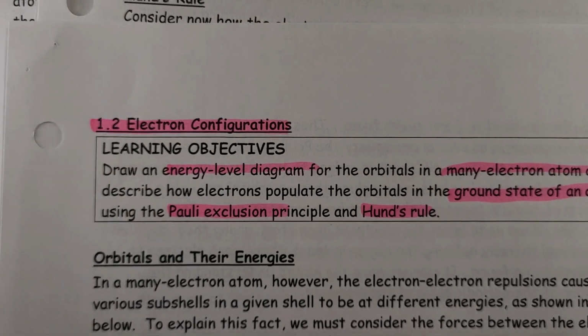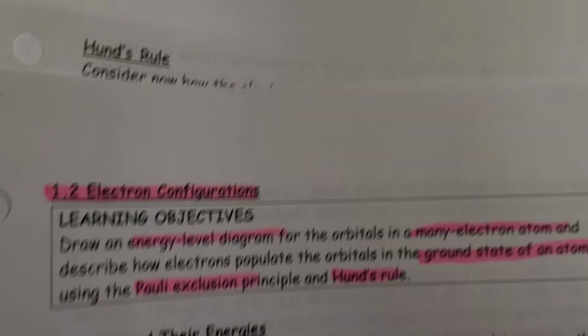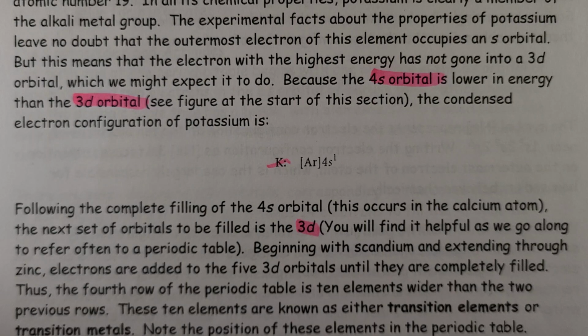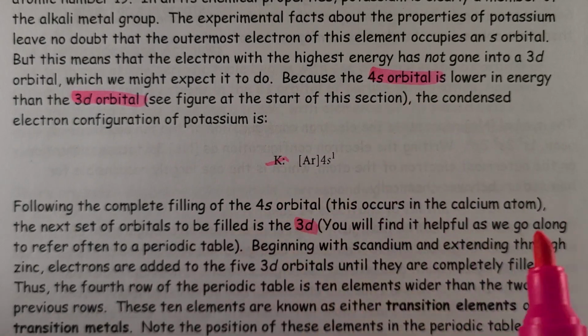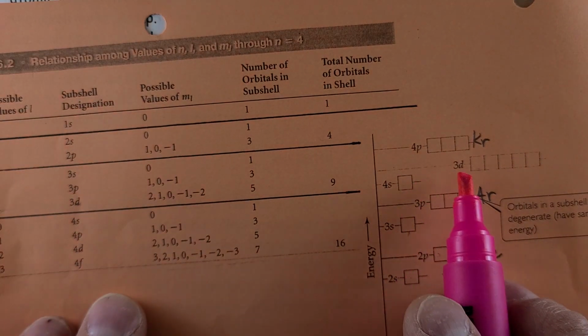Welcome back, Chemistry Theory. This is the third video in the 1.2 electron configurations. We'll try to finish things off here, but hey, we may need a fourth one. We'll see.